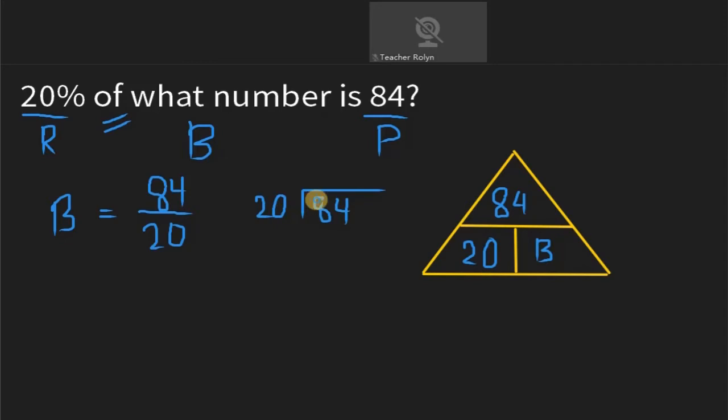84 divided by 20 is 4. So 4 times 20 is 80. Then subtract, we get 4.